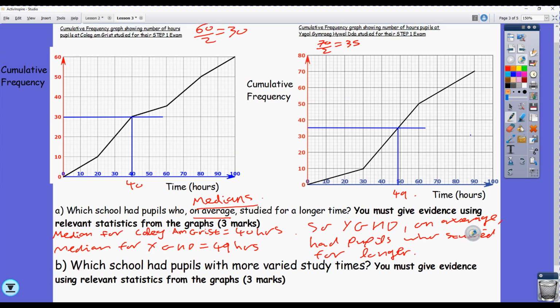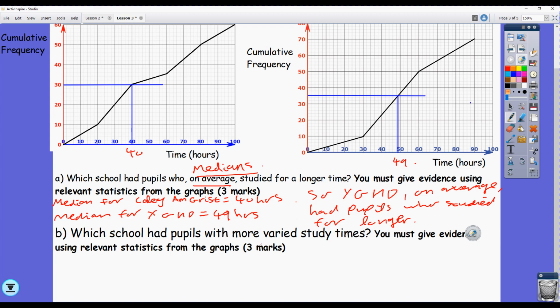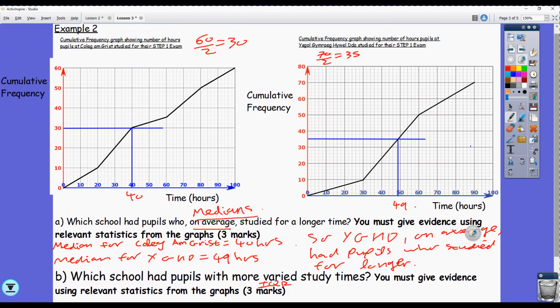So B, which school had pupils with more varied study times? And again, I should say they're on average. You must give evidence using relevant statistics from your graphs. So this time, when we're looking at variety or spread or consistency, we need to use the interquartile range. Or the range would also work, but when you have a cumulative frequency graph, you want to use the interquartile range. So for that, we need the upper quartile and lower quartile of both distributions.